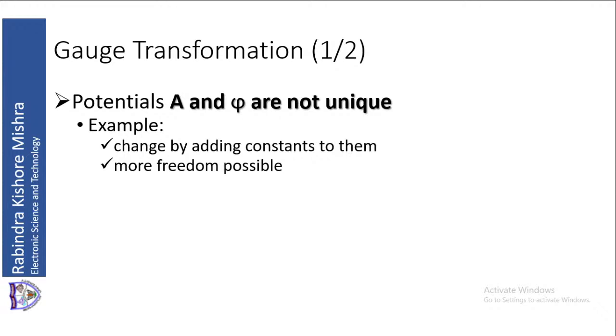This gives us more freedom. In choosing, we are now free to choose the constant, or anything that we can add to A and phi. We are free to choose that additional term. Since we have got more freedom, this is called gauge invariance of Maxwell's equations. This gives invariance to Maxwell's equations.